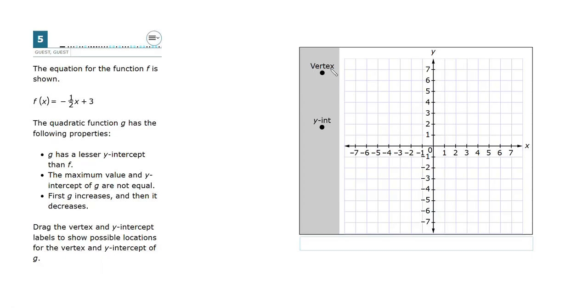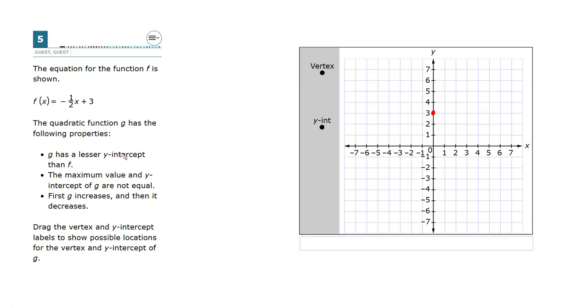So on the computer, you would actually click and drag each of these points to place them where they go to meet all of these requirements. First, since we're going to compare the y-intercept of g with the y-intercept of f, let's go ahead and put a point on positive 3 so that we have a reference point for the y-intercept of f.